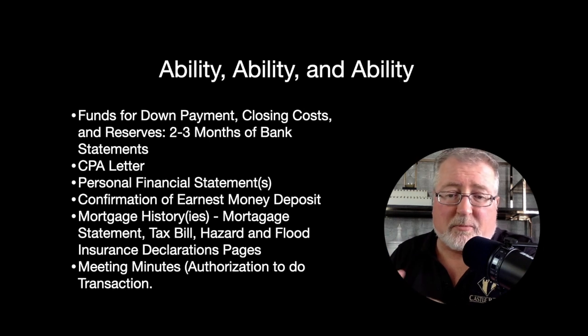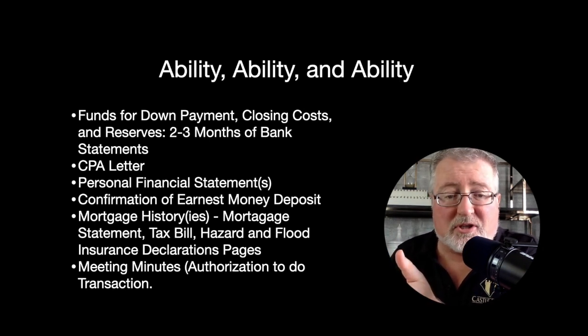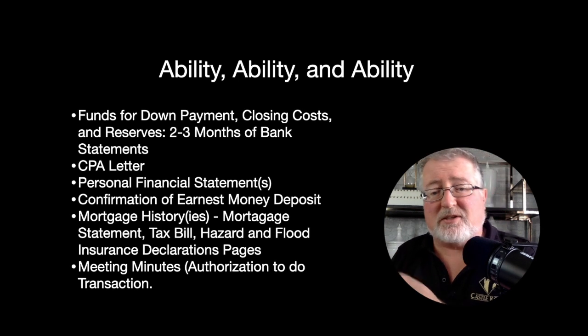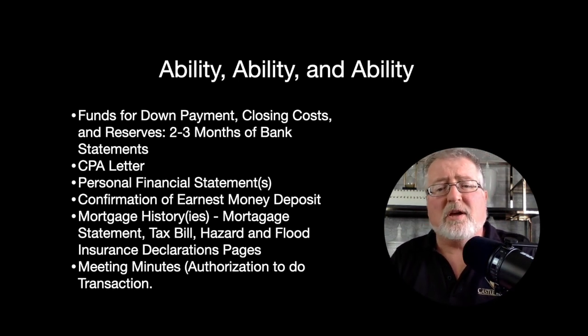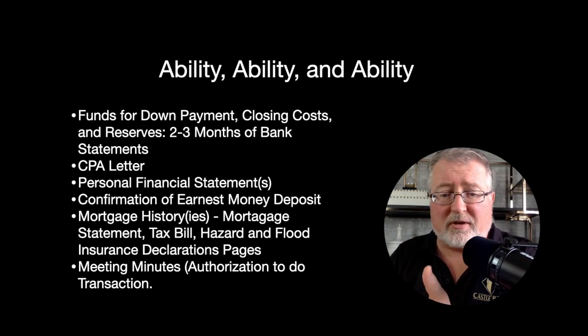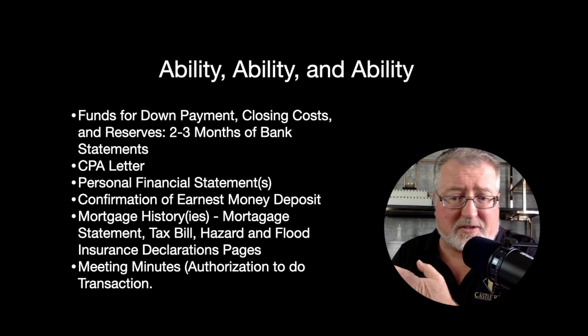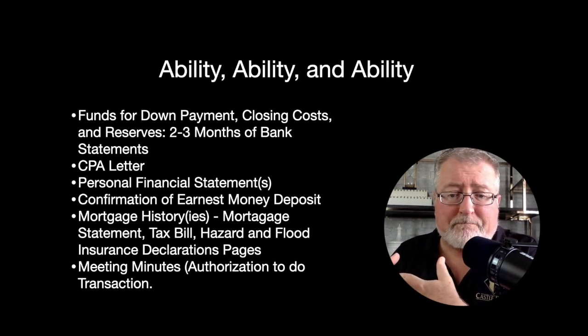We've already talked about the personal financial statement, which is simply kind of like a personal balance sheet, so to speak, from each of the guarantors. We also want to see the confirmation of your earnest money deposit. So once you go under contract to buy the property, we need to get some verification, the canceled check. We need to get the letter from the title company or the closing agent that states that you actually deposited those funds. We're going to ask for those.